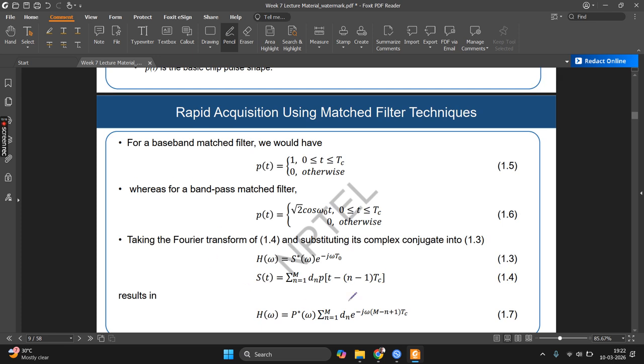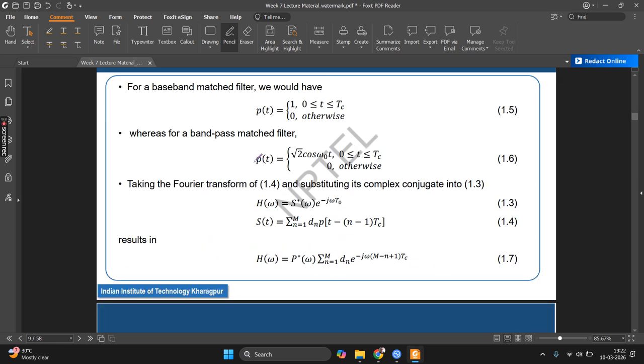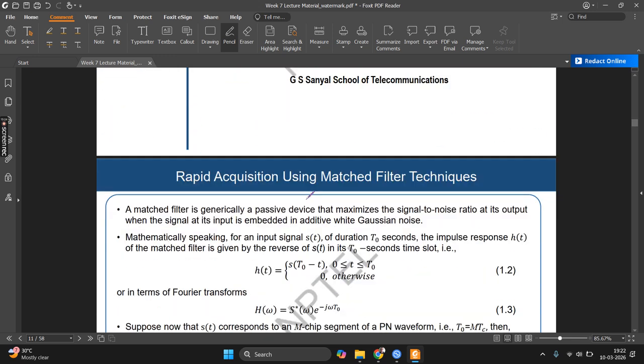So this is the frequency domain transformation of the filter. You can just follow this derivation.